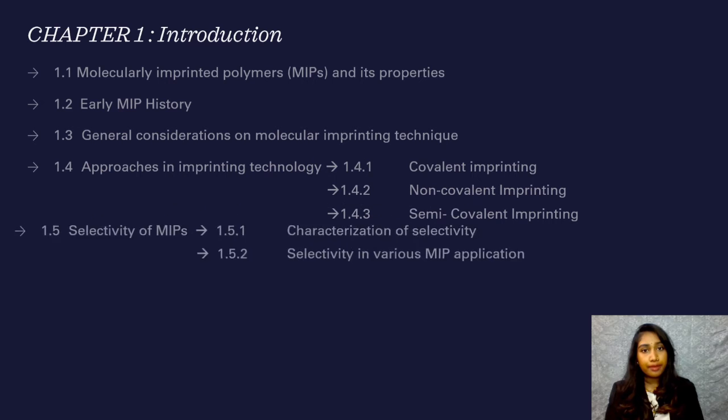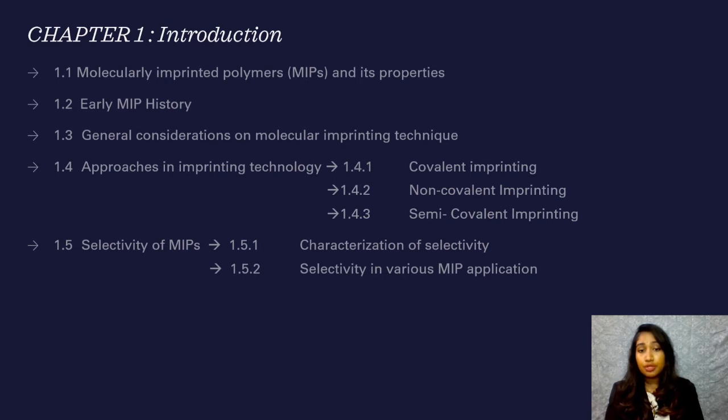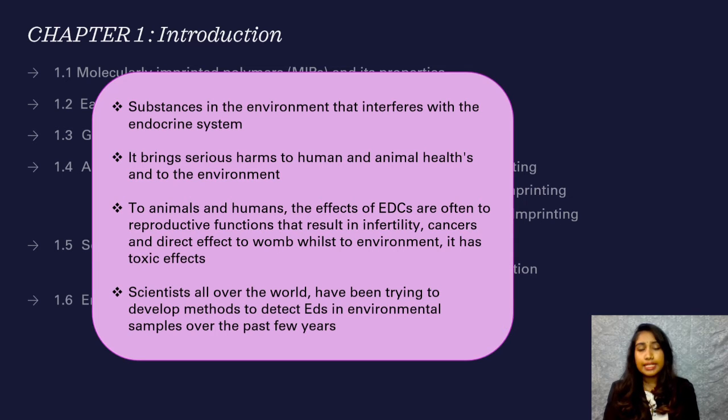Next up is 1.5, that is selectivity of MIPs. They are also divided into categories which are characterization of selectivity and selectivity in various MIP applications. This is the part where explanation on selectivity is reported, where the common claim on MIP is that they are specific for their template over another targeted compound. This part is to justify the claim with demonstrations of experiments to prove the performance parameter of MIPs, to show effectiveness to its template.